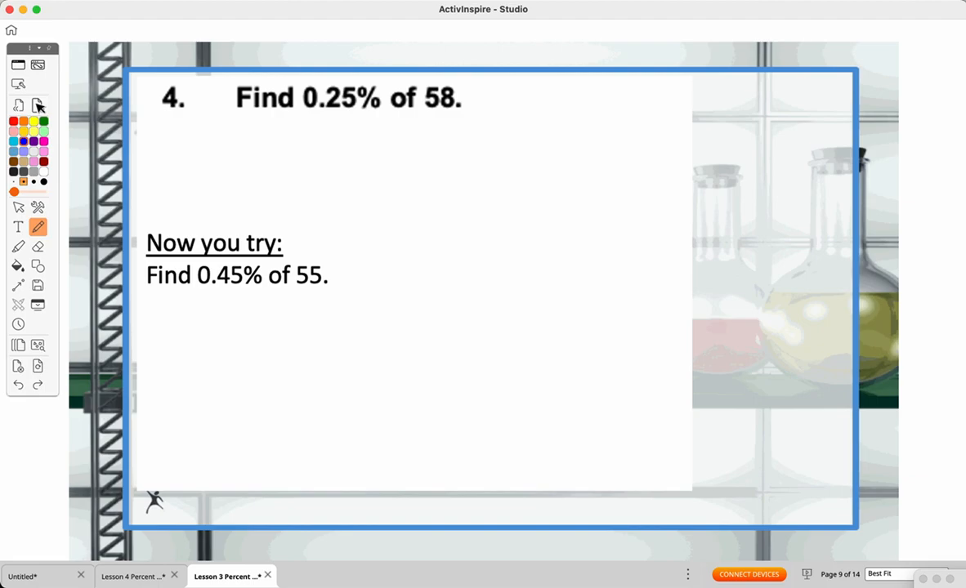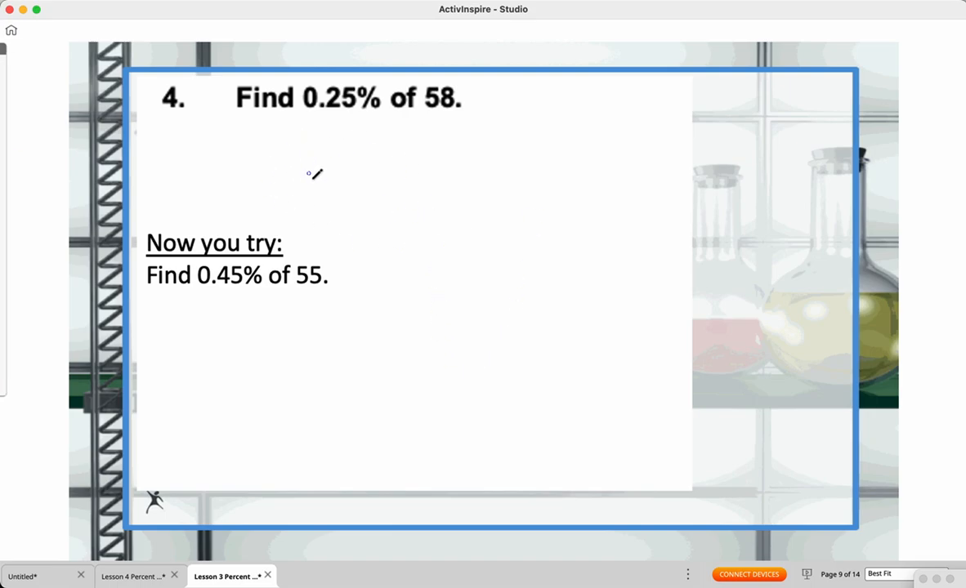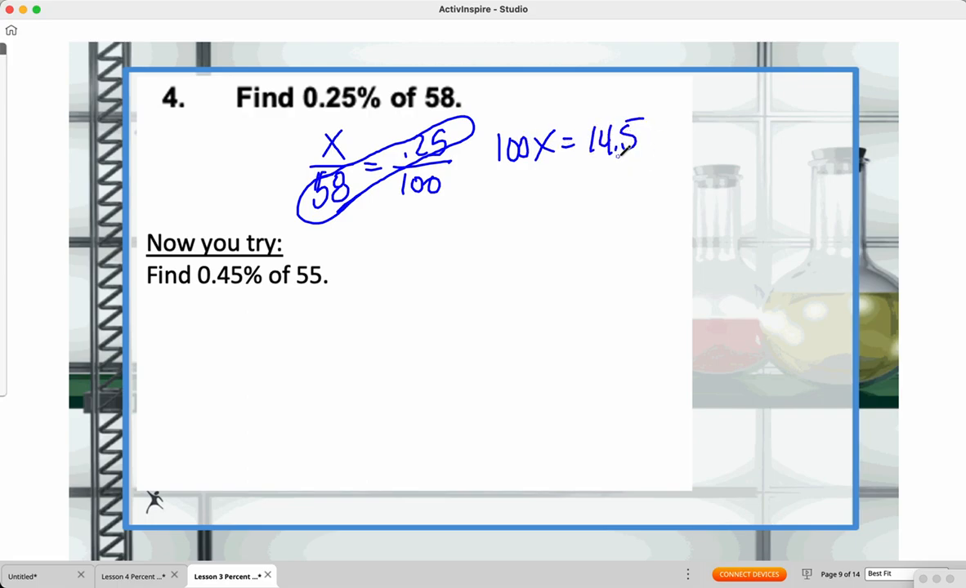Now, what if the number is less than 1%? So we have a very small number, okay? It's not going to be done anything different, except we're going to have a complex fraction. X over 58 equals 0.25 over 100. And you're still going to cross multiply. And when you get x, you get 100x equals 14.5. Then you're going to divide by 100 and get x is equal to 0.145, or 145 thousandths.